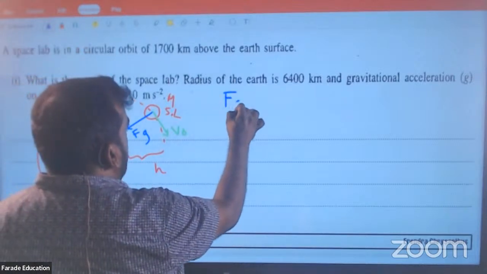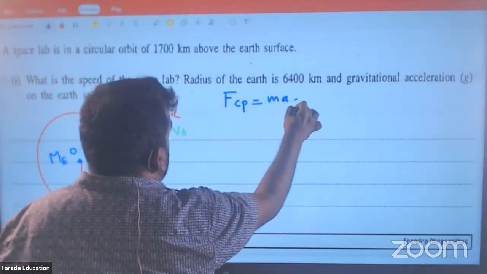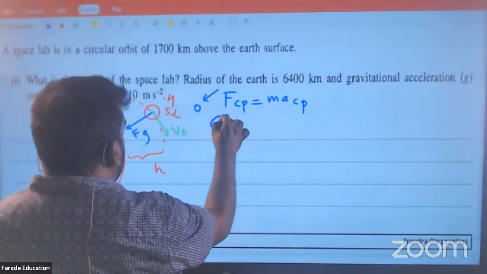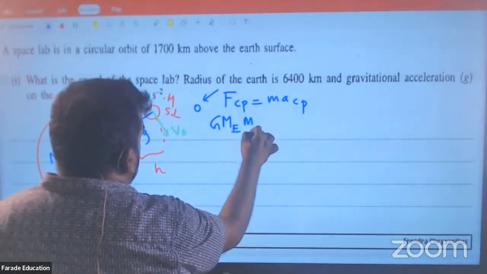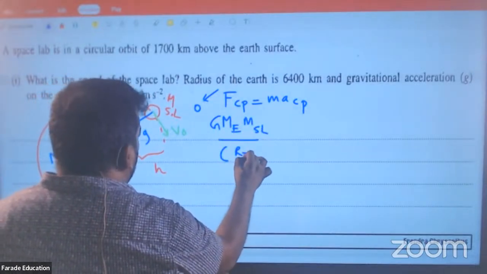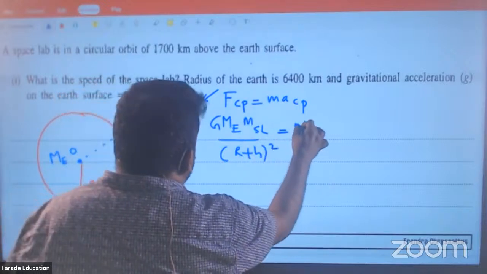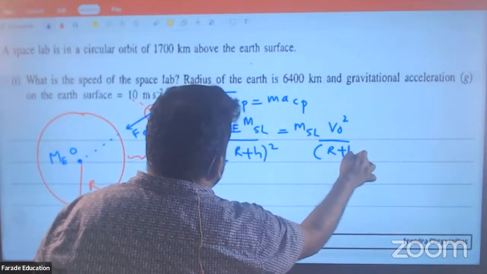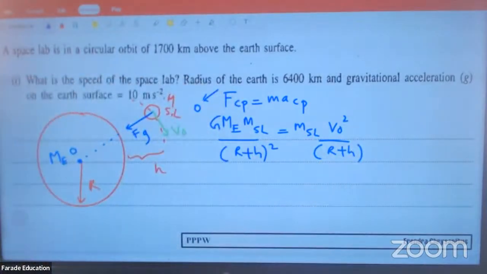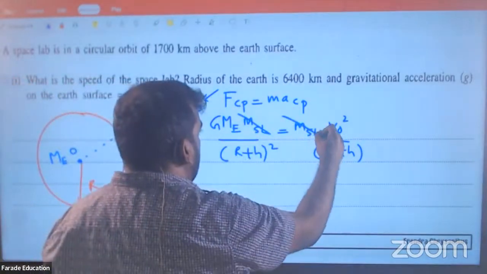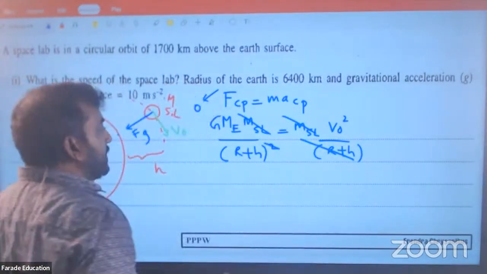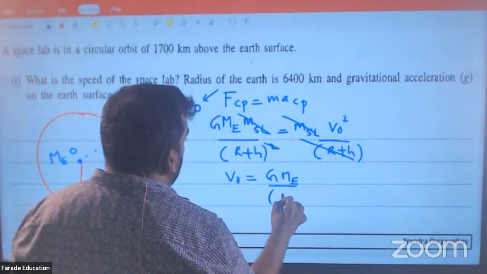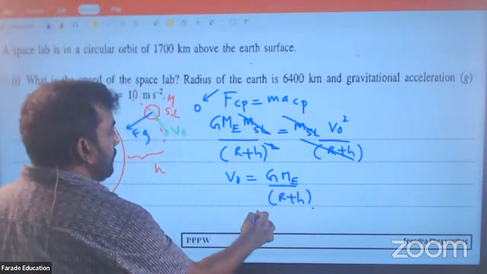Apply centripetal force equal to mass into centripetal acceleration towards the center. Who is providing centripetal force? Gravitational force: mass of Earth, mass of space lab divided by R plus H whole thing squared, equals mass of space lab, V naught squared divided by R plus H, the orbit radius. From this, mass of space lab cancels, and one R plus H cancels off. V naught is equal to the square root of capital G ME, mass of Earth, divided by R plus H.